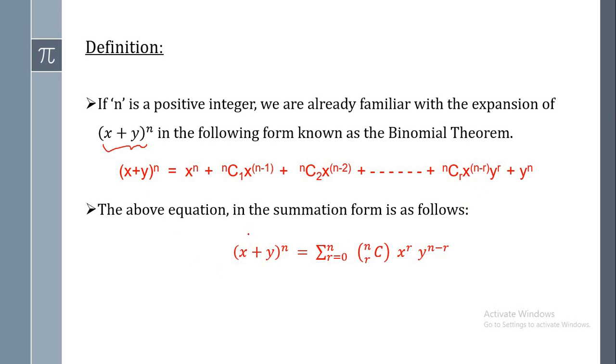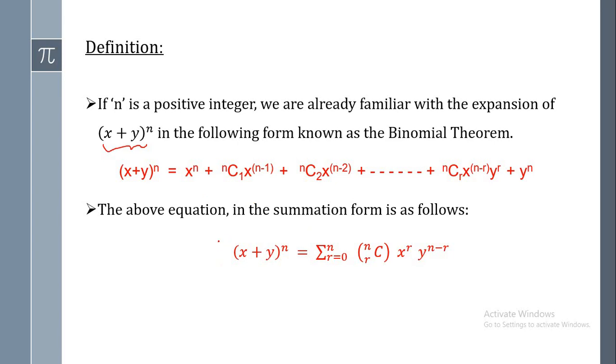So we are using summation to represent this expression x plus y whole power n. In summation form, x plus y whole power n is equal to summation r from 0 to n of nCr x power r and y power n minus r. So this is the summation form of the above expression x plus y whole power n.